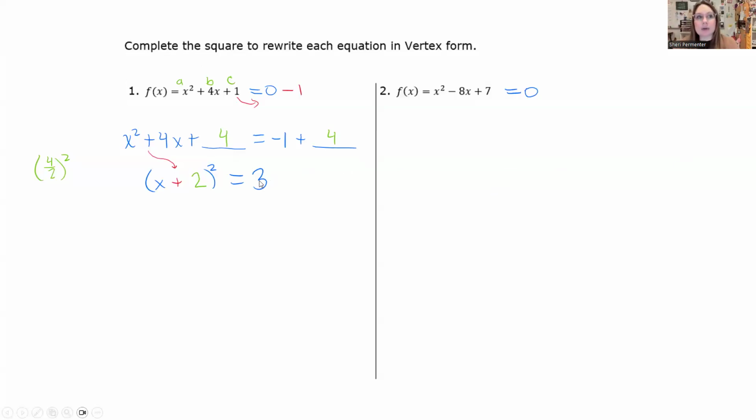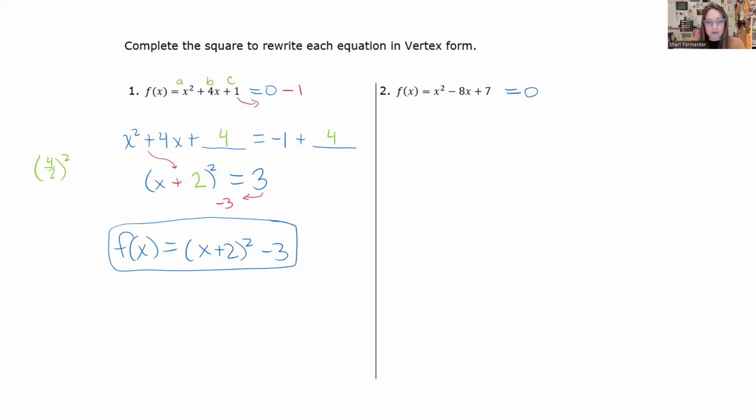And so my last step, I'm just going to move the 3 over and I'm going to make it f of x again. So I'm going to move over the 3 by subtracting, and I'm going to make sure that it's f of x. Because we took it out of f of x, now we're going to put the f of x back. And then x plus 2 squared minus 3. That is my equation. And so this is what we used to graph last time.